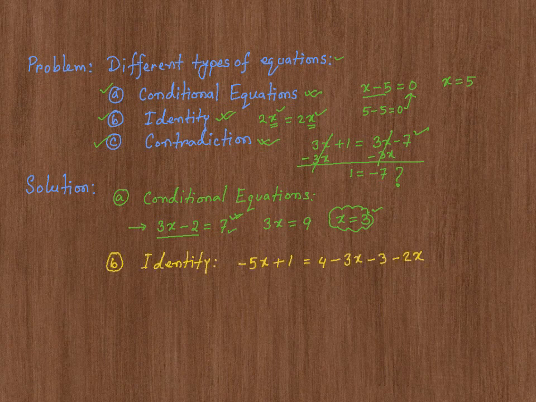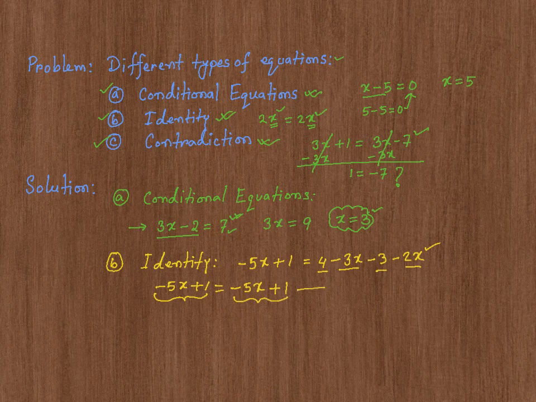Now let's talk about identity. Here is an equation I gave you. It looks a bit big, but it's actually an identity. So let's simplify it. So negative 5x on the left hand side plus 1 is equal to, on the right hand side, negative 3x minus 2x is negative 5x. 4 minus 3 is 1 plus 1. Look, left hand side is exactly equal to the right hand side.